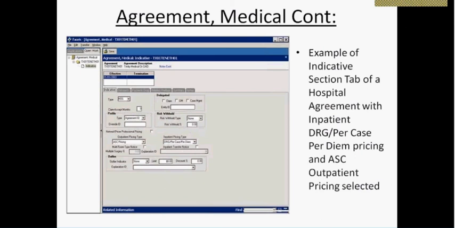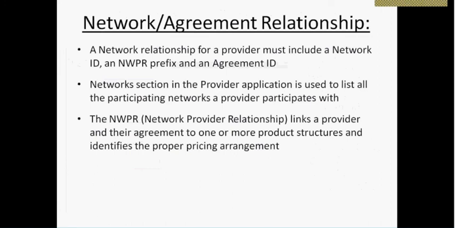So another section, a continuation of the agreement, is defining the network details. The network relationship with the provider should have your network ID, a network prefix, and agreement ID. Remember, this agreement ID is between the network and the payer. The network section in the provider application is used to list all the participating networks within that network. That's how you determine your in-network and out-of-network cost. Then the network provider relationship program, NWPR, is the one that links the provider and agreement to one or more product structures and identifies the proper pricing arrangement.